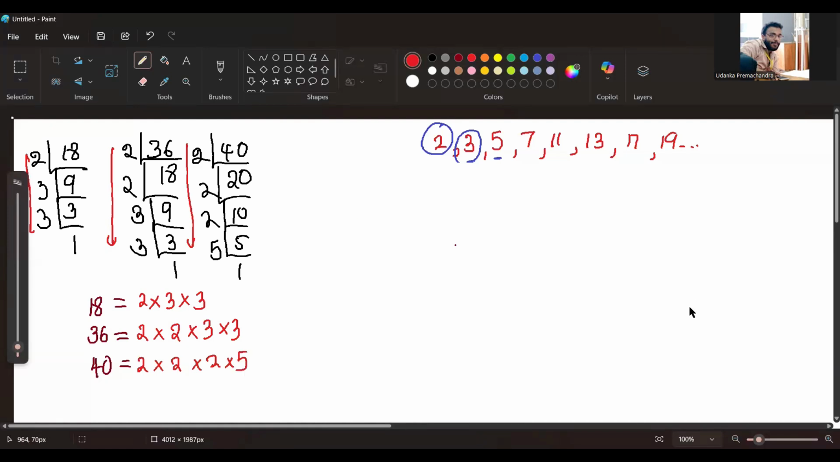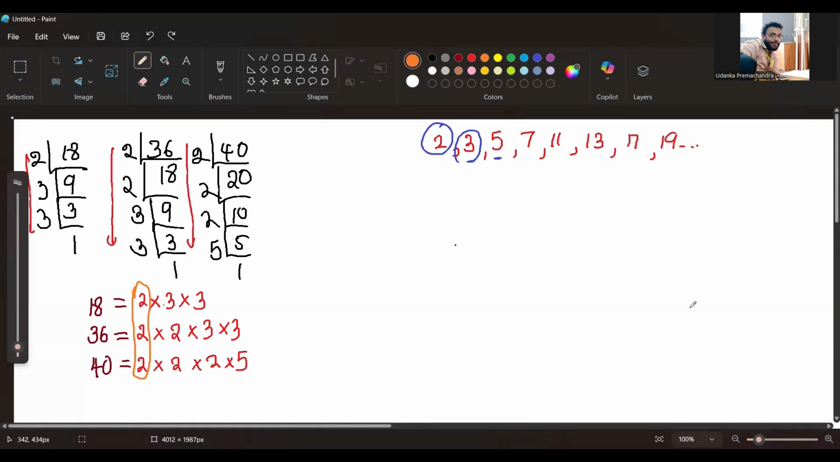Now you can encircle the common factors. If I take this 2, it should be present in all three values. So you can encircle that one. If I take only this 2, you can't circle it because it does not belong to 18. So you can't circle that one. Can you circle another one? What?